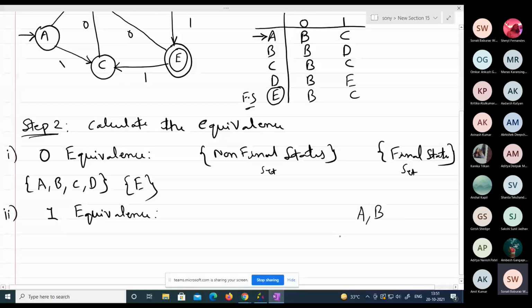B. It gives me B. Similarly, A on 1 gives me C. Okay, now B. Check for B. A is done, now check for B. B on 0 gives me B.